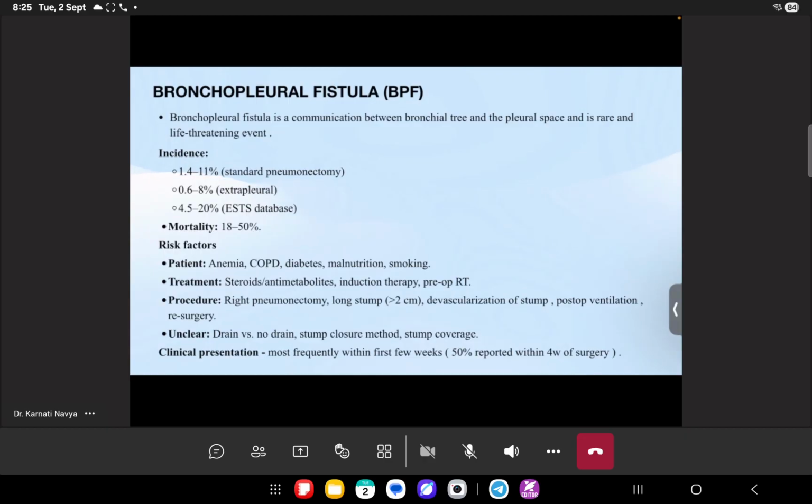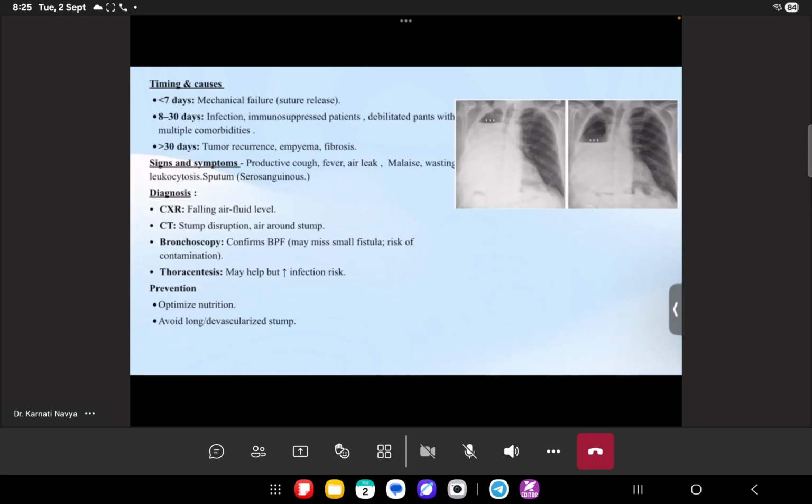The clinical presentation: usually they present within the first few weeks, 50% reported within the 4 weeks after surgery. If it is less than 7 days, usually mechanical failure and suture release is considered. If it is between 8 to 30 days, infection, immunosuppressed patients, or debilitated patients with multiple comorbidities could be the cause. And if it is more than 30 days, tumor recurrence, empyema, or fibrosis could be the reason for bronchopleural fistula. The signs and symptoms are productive cough, fever, air leak, malaise, wasting, leukocytosis, and serosanguinous sputum.